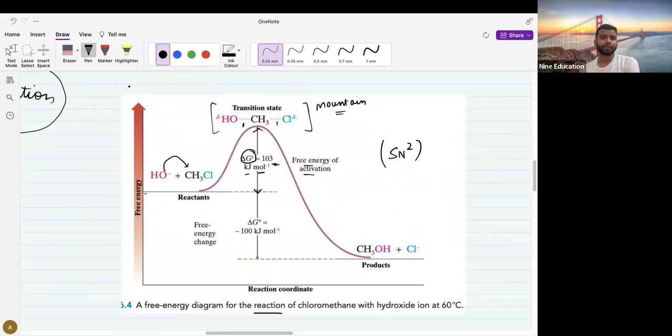Draw this in your copies and write here: free energy diagram. Draw it like this. Don't write anything else. Write this. Write reactant, transition state and product. I am giving you 1 minute. Write fast. Write reactants, transition state and product. Just write. Draw the x-axis and y-axis. Write what is on the x-axis and what is on the y-axis.